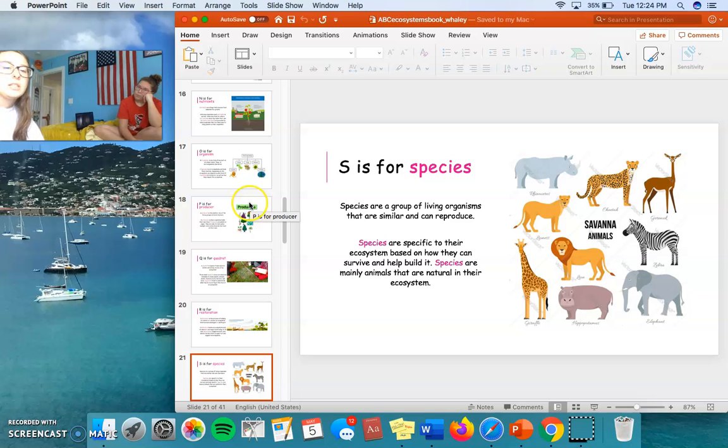S is for species. Species are a group of living organisms that are similar and can reproduce. Species are specific to their ecosystem based on how they can survive and help build it. Species are mainly animals that are natural in their ecosystem.